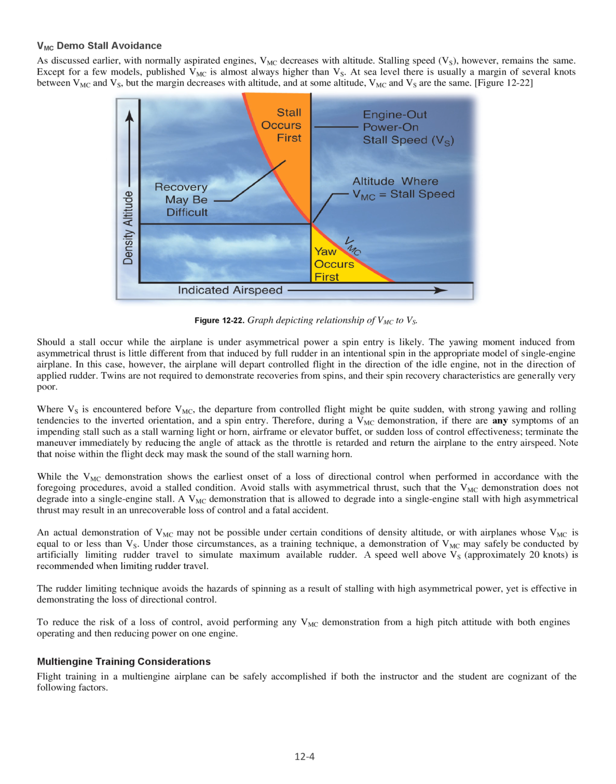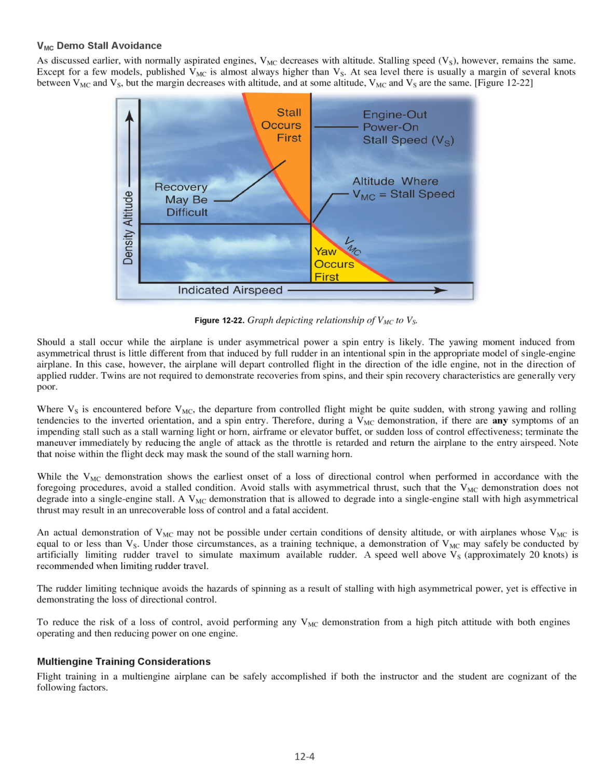Therefore, during a VMC demonstration, if there are any symptoms of an impending stall such as a stall warning light or horn, airframe or elevator buffet, or sudden loss of control effectiveness, terminate the maneuver immediately by reducing the angle of attack as the throttle is retarded and return the airplane to the entry airspeed. Note that noise within the flight deck may mask the sound of the stall warning horn. While the VMC demonstration shows the earliest onset of a loss of directional control when performed in accordance with the foregoing procedures, avoid a stalled condition.